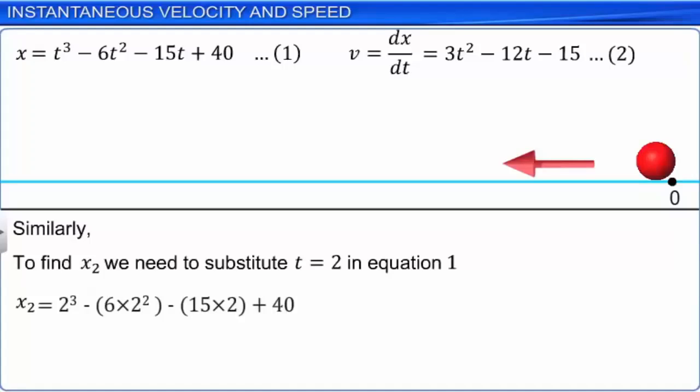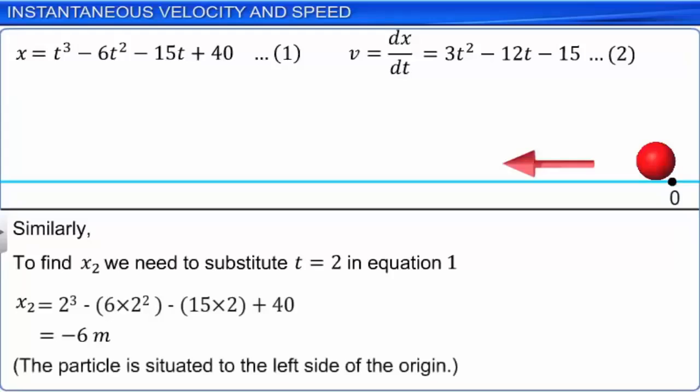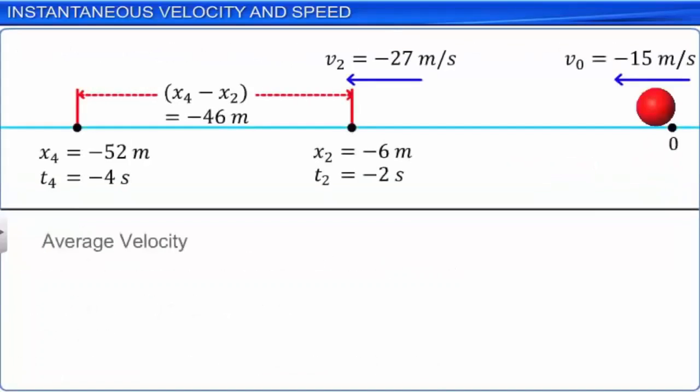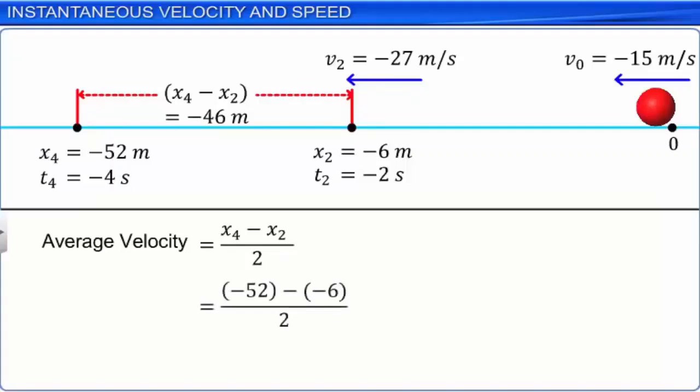Average velocity is equal to (x4 − x2)/2 = (−52 − (−6))/2 = −46/2, which is equal to −23 meters per second. Therefore, the average velocity between t = 2 seconds and t = 4 seconds is −23 meters per second.